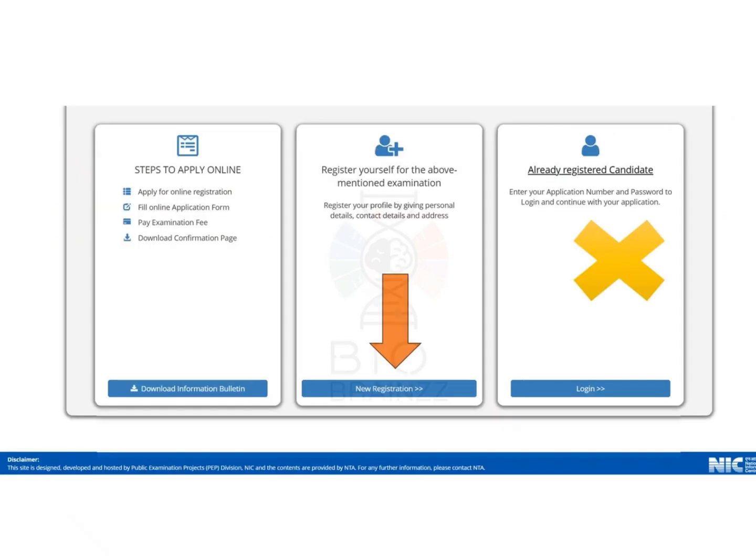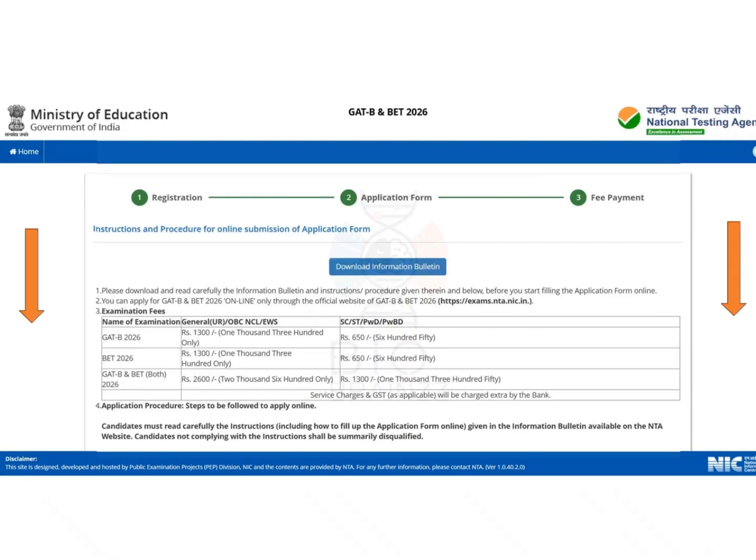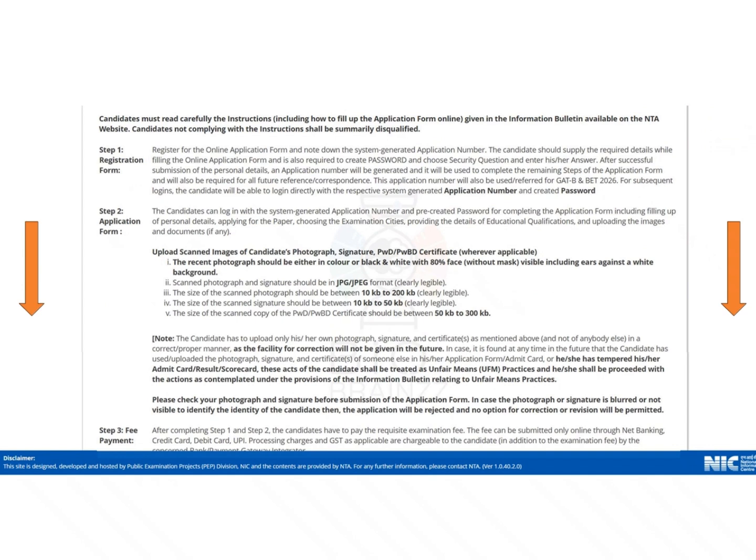Now you will see three options on the screen. Click on New Registration in the middle, not Login at the third option. Read all instructions carefully. Scroll down slowly. Don't skip it because this contains all the necessary information for the exam.